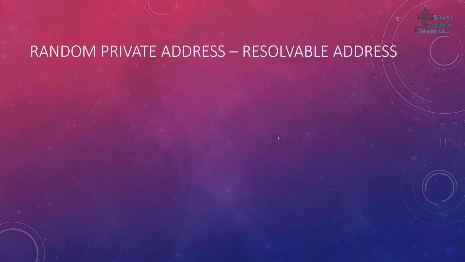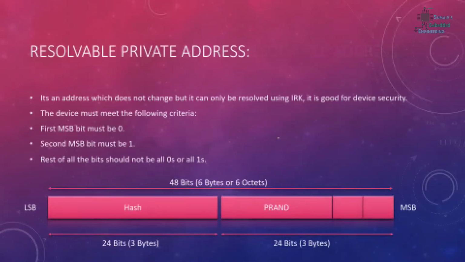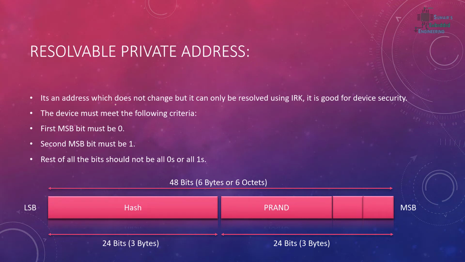For now, we will just discuss what the resolvable address is, because it's also a part of the types of addresses. You just need to know what it is, so you don't miss it once we are in the security tutorials. It's an address which does not change. That's the main difference between the resolvable and the non-resolvable private address: it does not change, but it can only be resolved using an IRK, which is the identity resolving key. And it is good for device security, because it provides security.